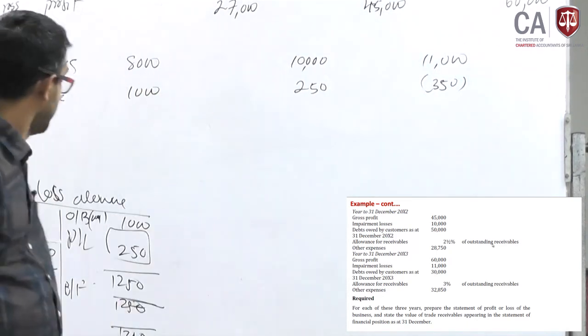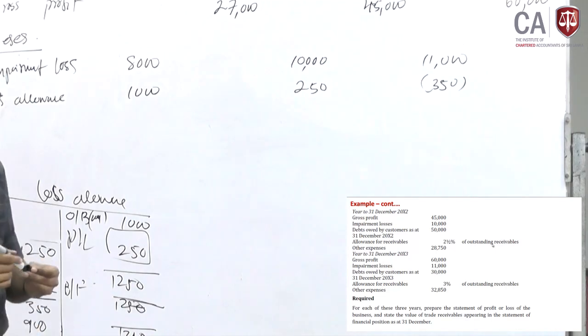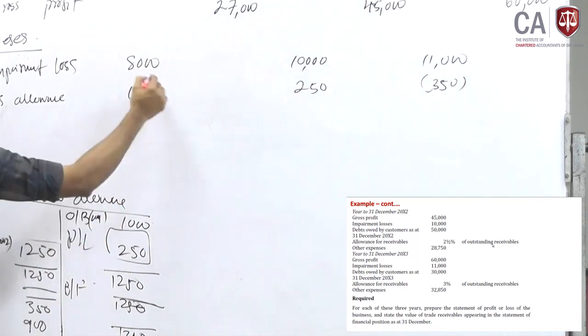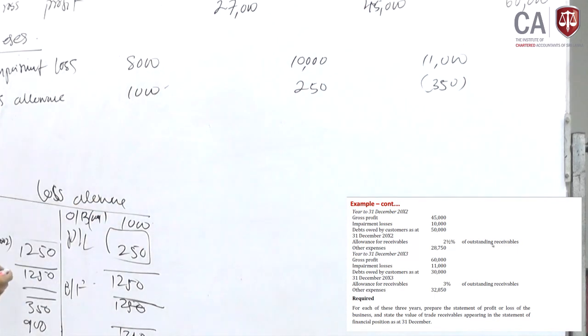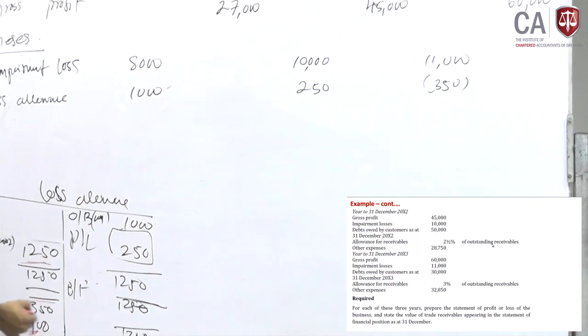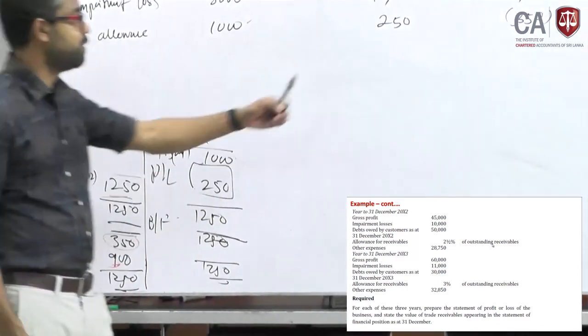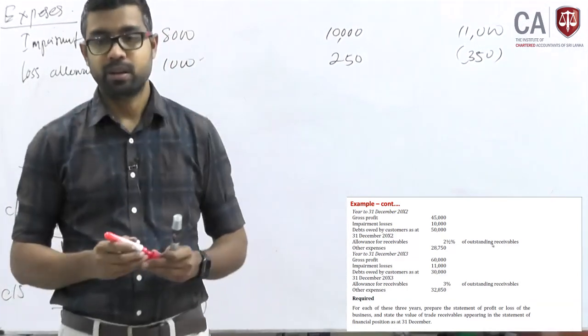Why? Because the closing balance is 900. Understand, right? First year this amount will be charged to P&L. When it comes to second year, the balance is 1,250. Already you have 1,000. The difference will be charged to P&L, that we have discussed. And third year 900 would be the closing balance. There's a difference of 350. That will be a gain to the profit and loss account.